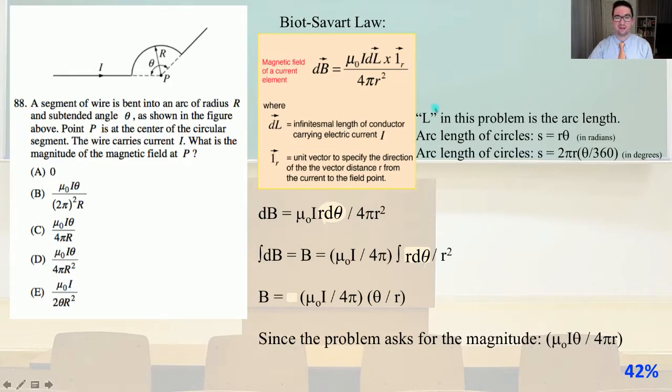So the Biot-Savart law is given right here, where L, big L, in this problem is the arc length. So the arc length of a circle, s, is going to equal r theta, with theta in radians. And so the integral of dB is going to equal B, is going to equal mu-naught I over 4 pi times the quantity theta over r. Answer C.